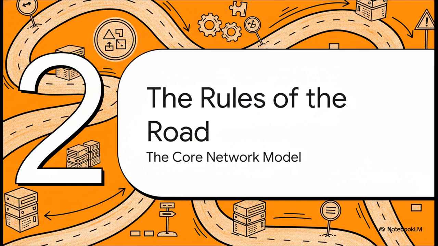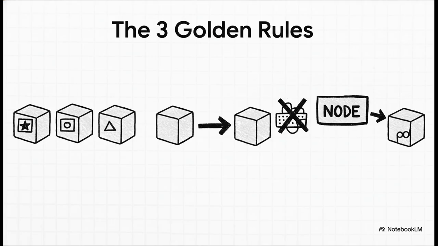Now, to handle all that complexity, Kubernetes doesn't start with some crazy complicated solution. Nope. It starts with a few simple, really elegant rules. You can think of these as the fundamental laws of our application city. They're the rules of the road that bring order to all that potential chaos. And here they are. These are the 3 golden rules that everything else is built on.